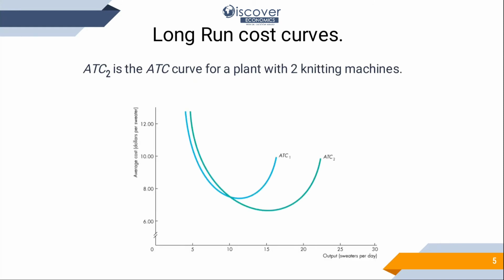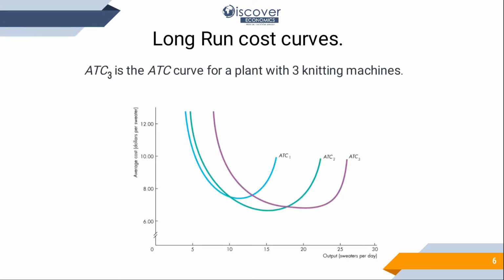Okay, then we have another knitting machine. Its average cost curve is this. Then we have another knitting machine and its average cost curve is this.